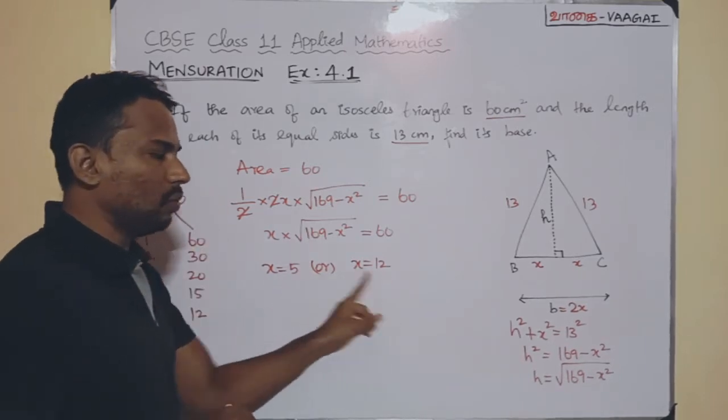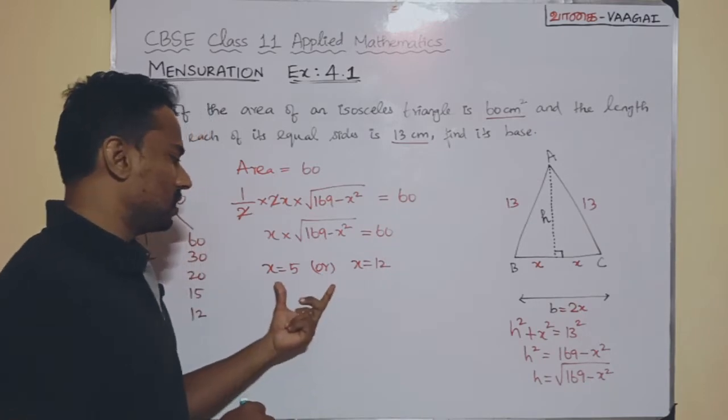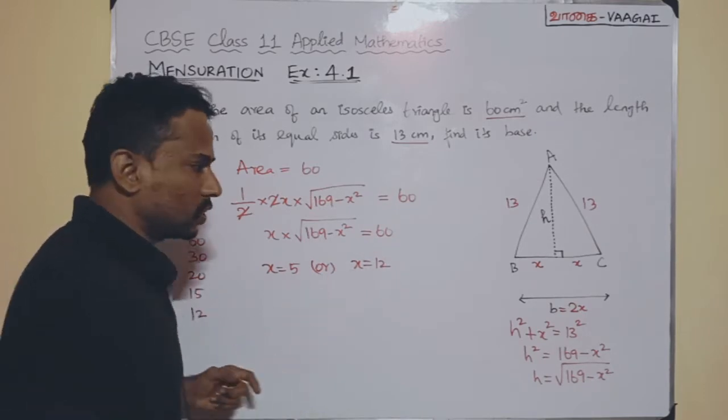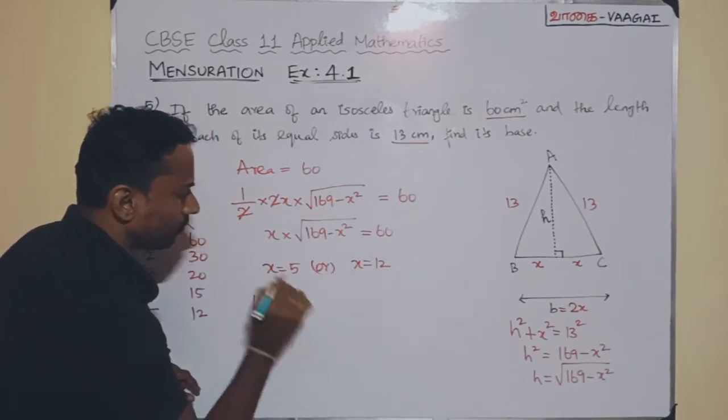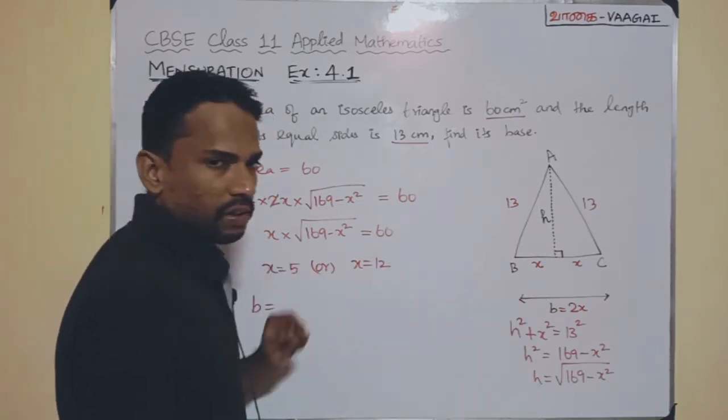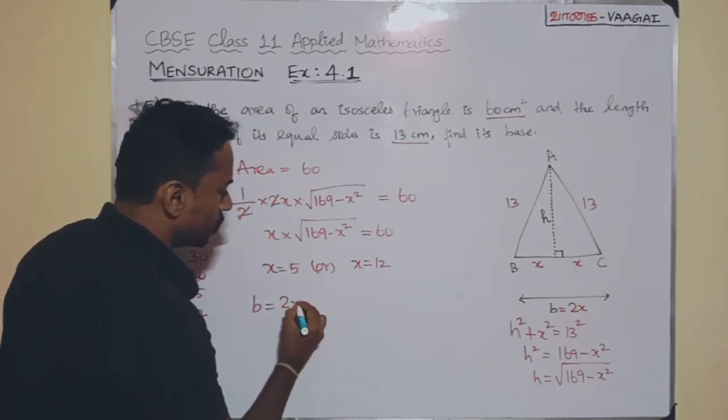So x can take any one of these two values. That means x is either 5 or 12, which means what about the base of our triangle? The base of our triangle is what we have already taken to be 2x, right?